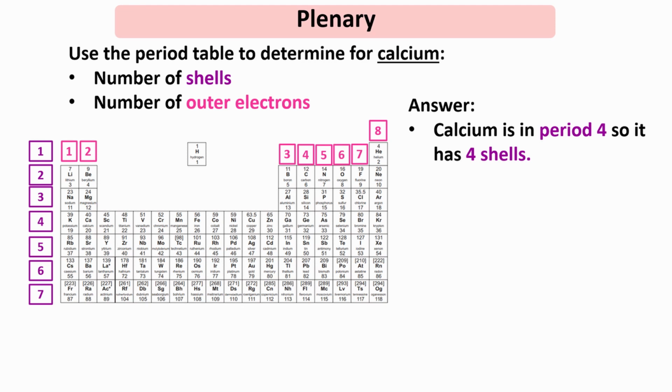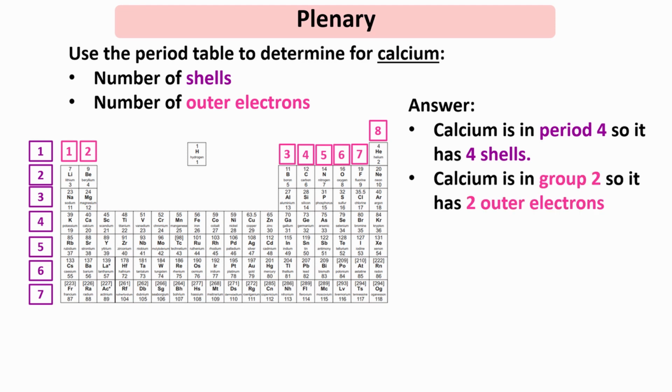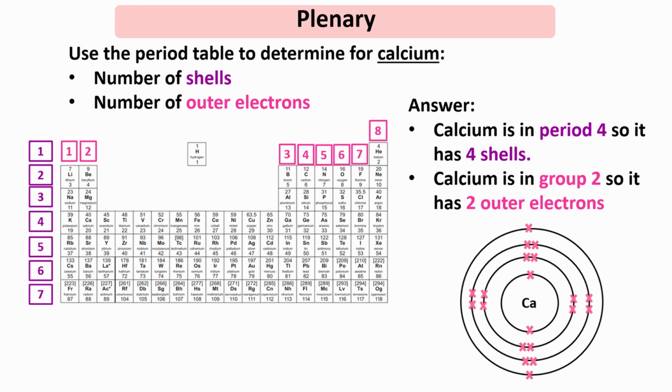Okay, so calcium is in period 4, therefore it has 4 shells of electrons. Calcium is also in group 2, so it has 2 electrons in its outer shell. And this is what you should have for the electronic arrangement for calcium. 2 electrons in the first shell, 8 in the second, 8 in the third, and 2 in the final shell, giving you a total of 20 electrons.